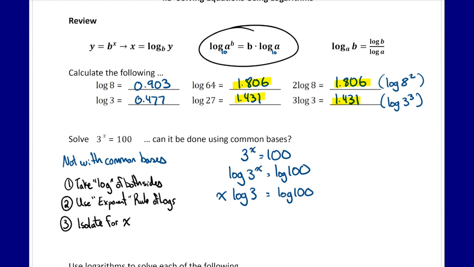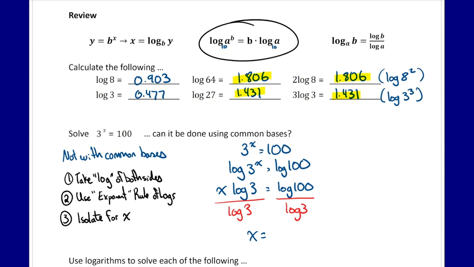But now I can start to solve for x, because log of 3 is just a number. We saw that previously up here. So I can divide this entire side by log 3, and I can divide the other side by log 3 to keep things balanced like we want to do. And I get x is equal to, one side would cancel out, and when I solve log 100 divided by log 3, I get 4.19.